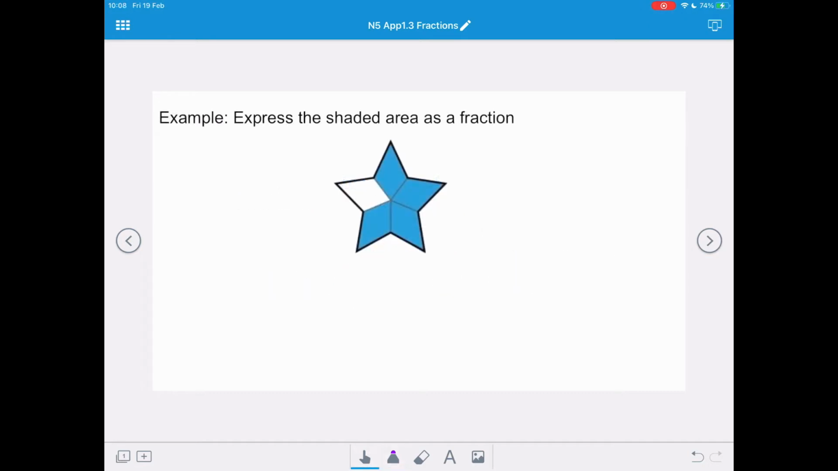So in this example, we want to express the shaded area as a fraction. So first of all, we need to count how many parts are in the whole, which is 5. And we draw our fraction line and put the 5 as our denominator. Then we need to count the shaded parts. So we've got 1, 2, 3, 4. And that becomes our numerator. So our fraction is 4/5.